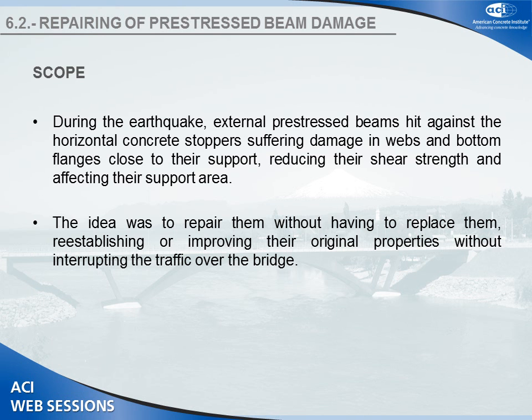The second case is the repairing of pre-stressed beam damage. Because, like I explained before, the external pre-stressed beams hit against the horizontal stopper and suffer damage in webs and bottom flanges, very close to their support, reducing their shear strength and affecting their support area. The idea was to repair them without having to replace the girders, reestablishing or improving their original properties without interrupting the traffic over the bridge, just restraining the traffic.